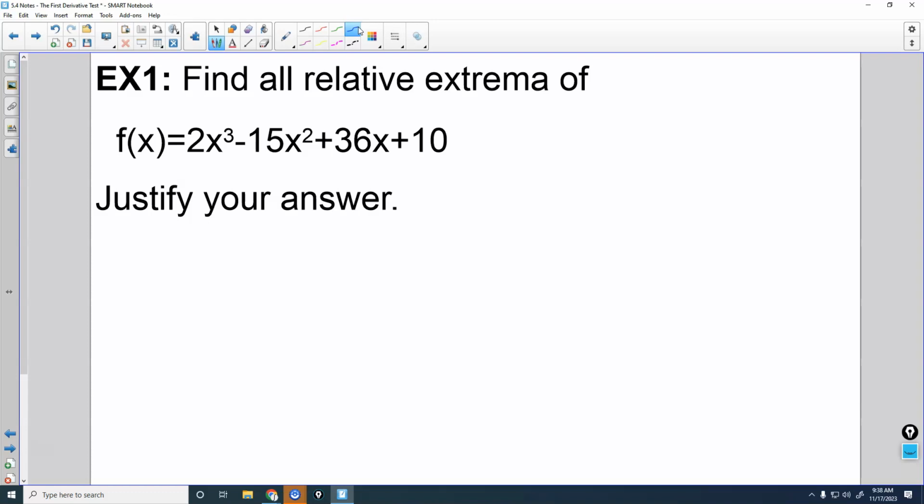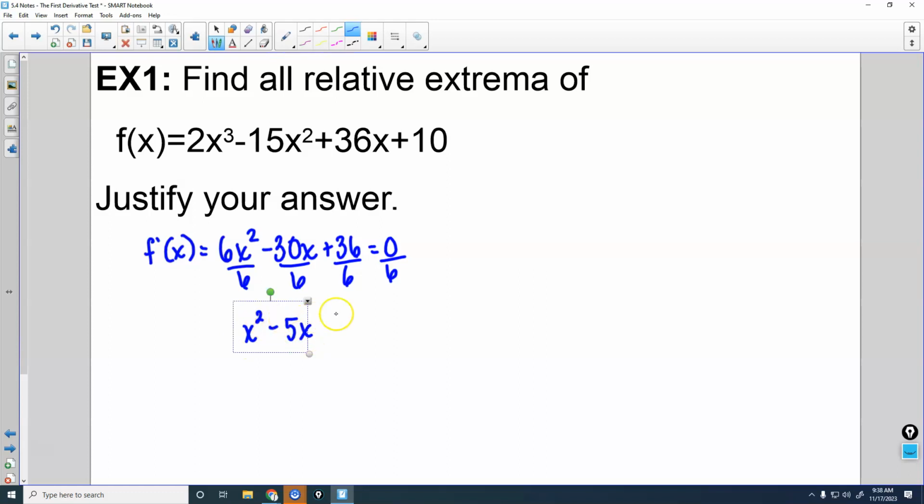We need to know where this function is increasing and decreasing. This is the same as what you guys were doing yesterday. So, f prime of x for this would be 6x squared minus 30x plus 36. And you need to find critical points for this, so you are going to set this equal to 0. I would either factor out or divide off a 6. You can divide it off if you want, then it'll just go away. So x squared minus 5x plus 6 equals 0. And we can factor that.